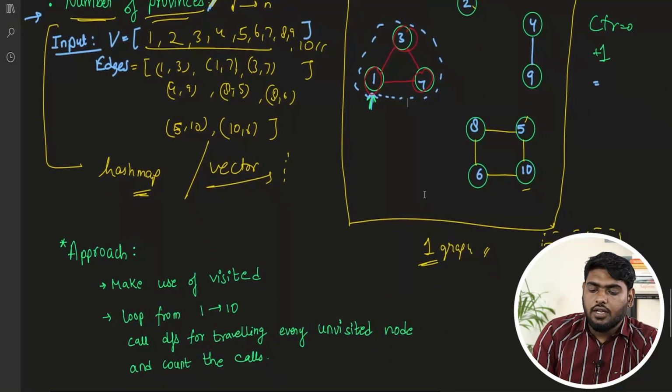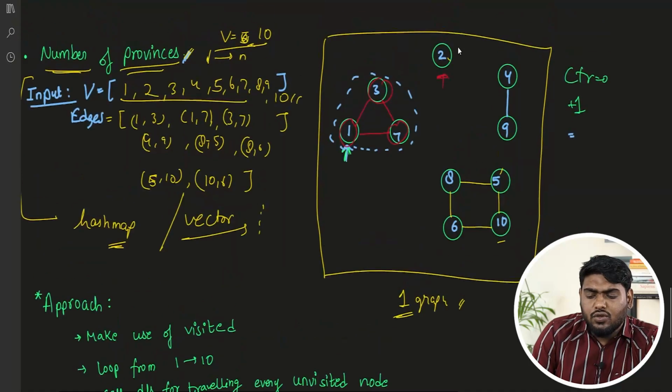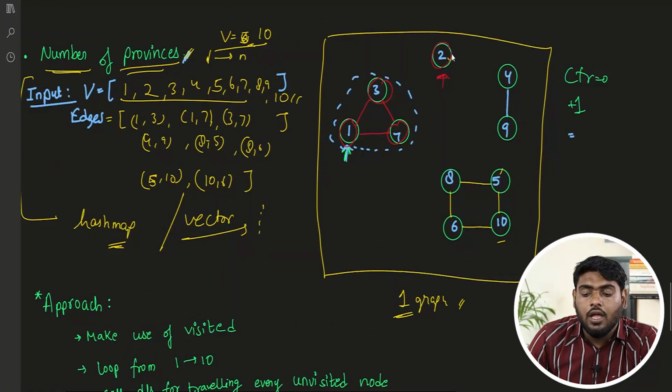Okay. Similarly, we are going to be calling with 2. We are done with 1. I'm going to be doing the same thing with 2. I will check, is 2 already visited? No. So I can call the DFS function here and I can increase my counter as well. Correct? Because that is a separate component.